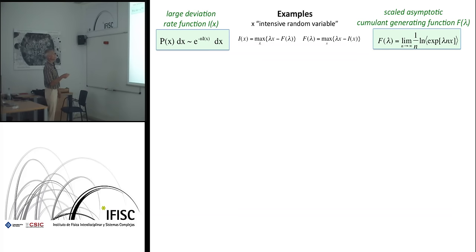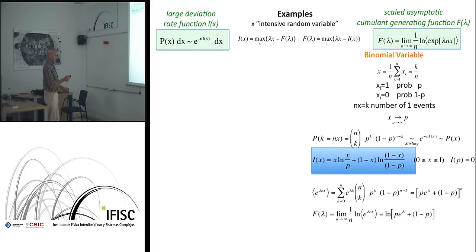So let's do a calculation. Binomial random variable. So x is 1 over n times the sum, i going from 1 to n, of xi, where xi takes two values, 1 with probability p and 0 with probability 1 minus p. So I'm in the casino, I have probability p to win, and I play n times, and I wonder what is the probability for the number of wins, which I call k, and this of course increases as I play more. But I'm interested in an intensive variable, so I divide k by n, and of course you expect that this x will converge to p.